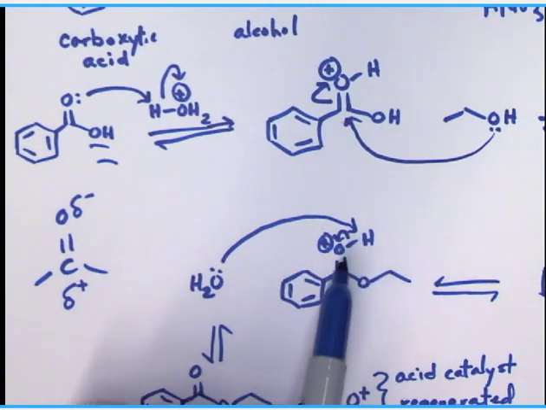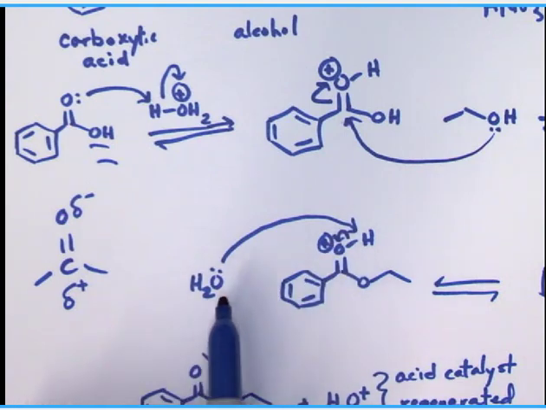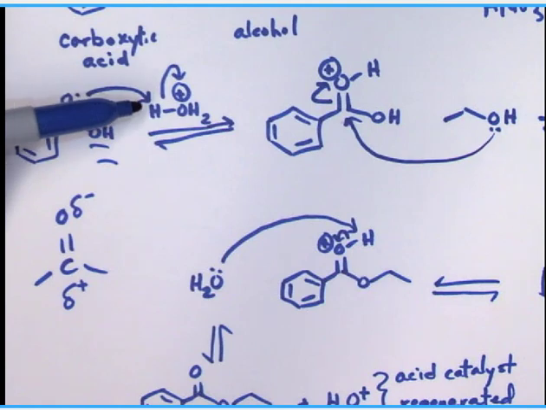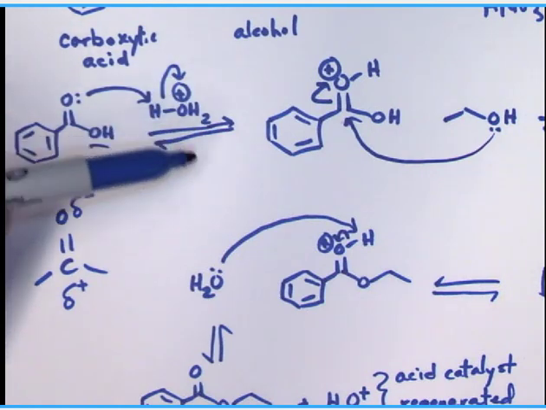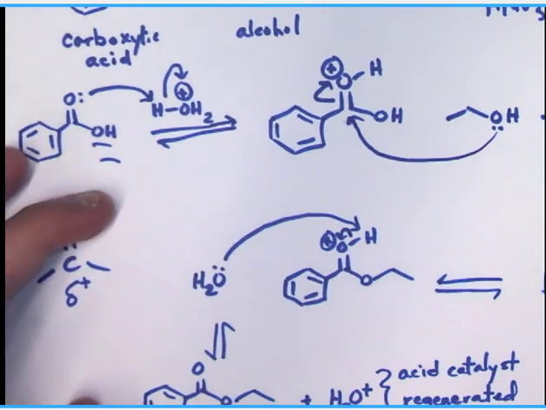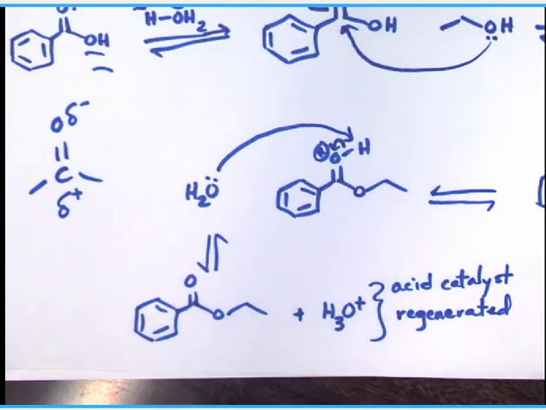So we have this carbonyl oxygen that now has a hydrogen. It's got a plus charge, so water can now come in and take that hydrogen. Why does that happen? Up here, we had the acid that was a catalyst. This attack right here is going to regenerate that catalyst. So you can see we get our ester and we get our acid catalyst regenerated.